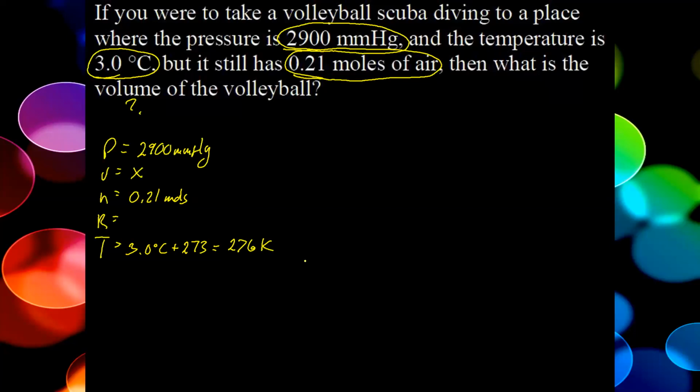Now, when it comes to filling in R, this is super important. The only difference between the numbers we have for R is the label on the pressure. What is this pressure labeled in? Millimeters of mercury. So I need the number from the front that goes with millimeters of mercury. Well, we actually just used it. So 62.4, I believe, is what we used recently.